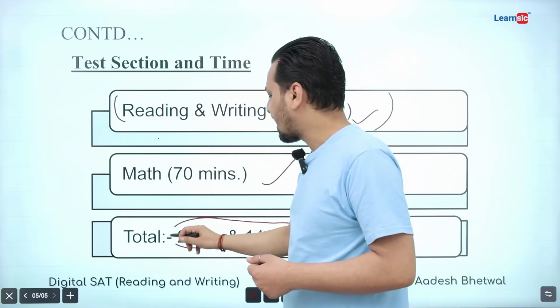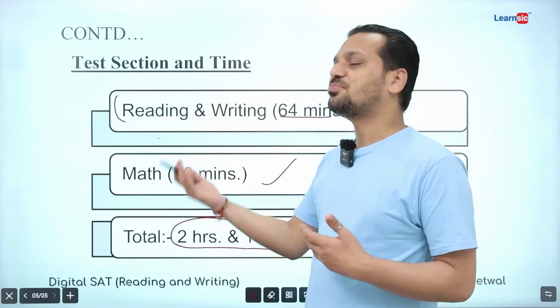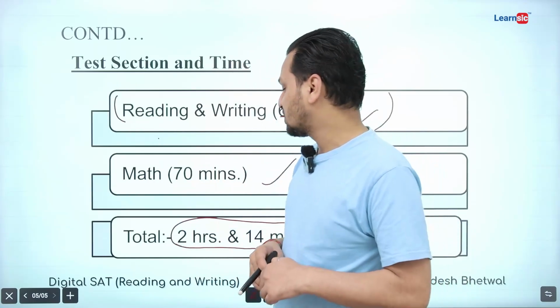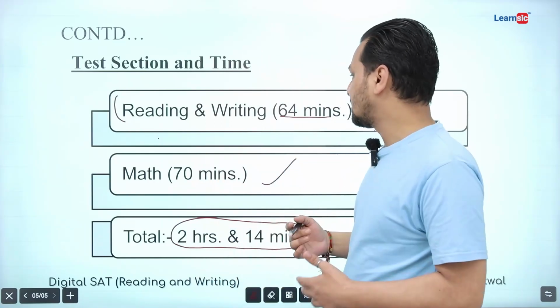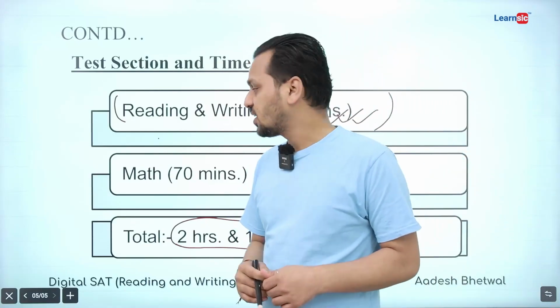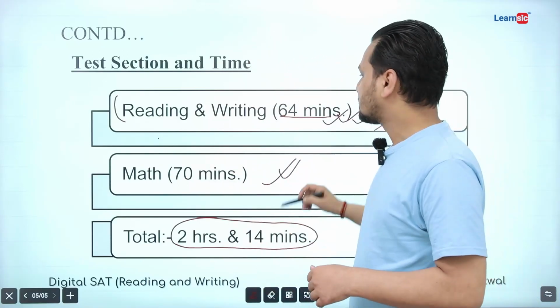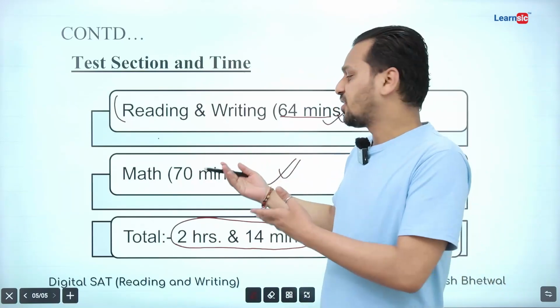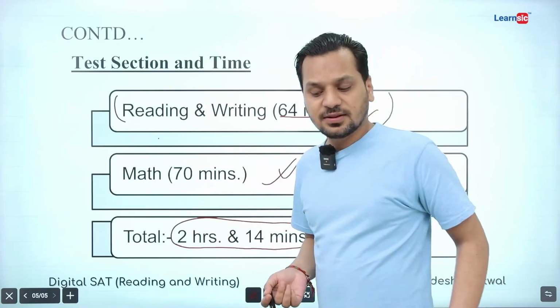So the test has been shortened compared to the previous one. Previously we had to face the test for almost 3 hours. Now we have just a 2 hours 40 minutes test. Reading and writing English portion will last for 64 minutes, whereas math will last for 70 minutes. And your test starts with the reading and writing section. You cannot start with math. You have to do math later on.